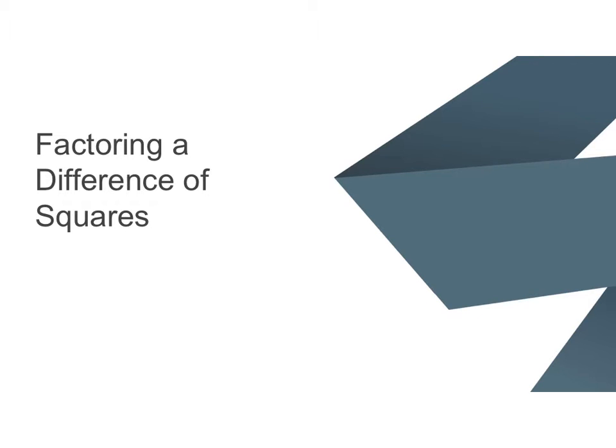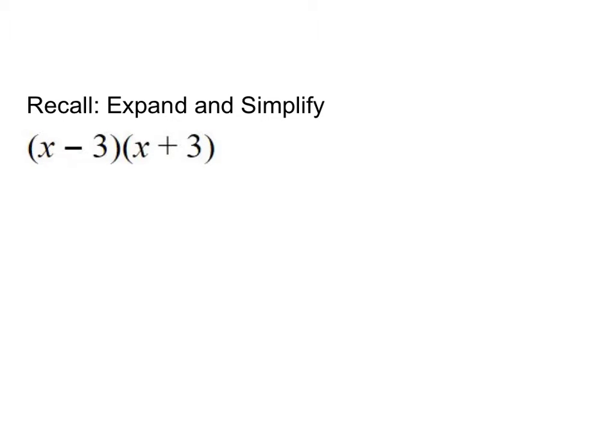We are going to talk today about factoring a difference of squares. So let's do a little bit of a recall of expand and simplify when we have two binomials. And if you notice, the special case of this is that the two binomials have exactly the same terms inside, except we have one term that's positive and one that's negative. So if we remember expanding and simplifying this, we would get something like this.